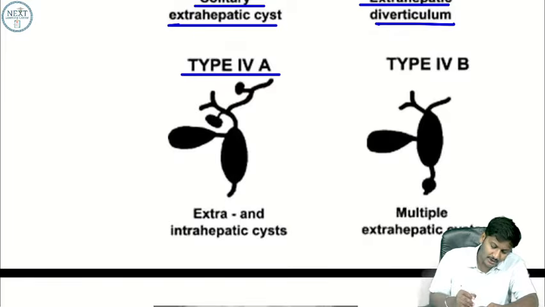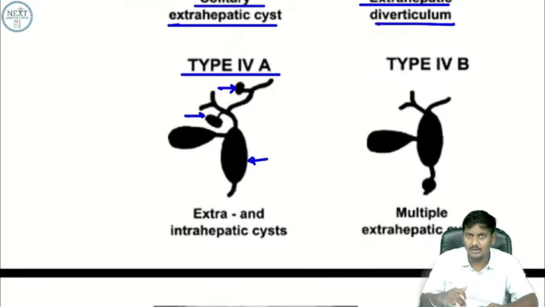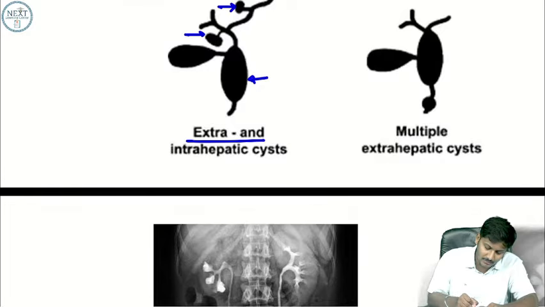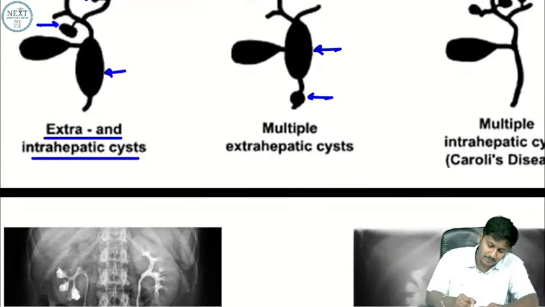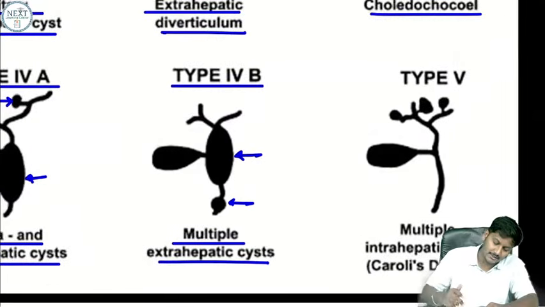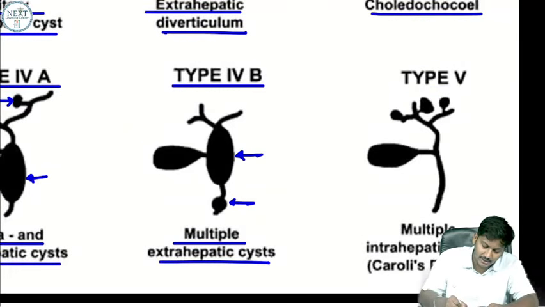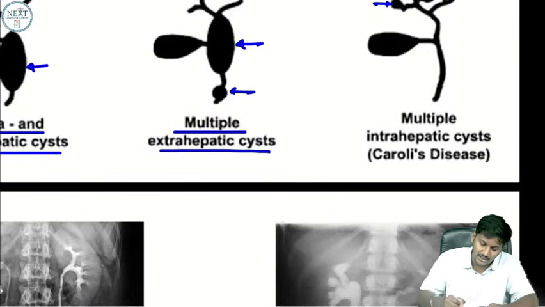We know type 4A is nothing else but multiple cysts which are seen inside the liver as well as outside the liver. That means type 4A is multiple extrahepatic as well as intrahepatic cysts. That is what is important. In type 4B, there are multiple cysts but all of them are outside the liver only. That is, type 4B is multiple extrahepatic cysts. And type 5 is again multiple cysts, but all of these cysts are usually within the liver. That's the reason type 5 is nothing else but multiple intrahepatic cysts.